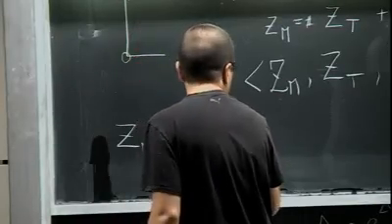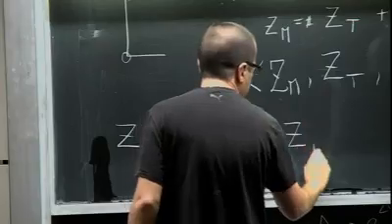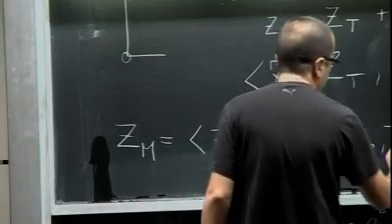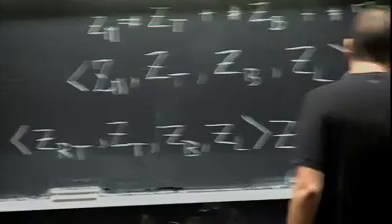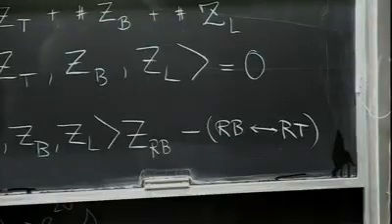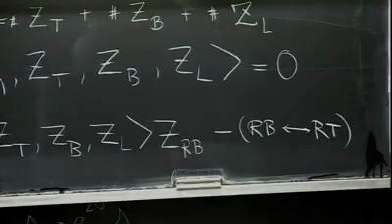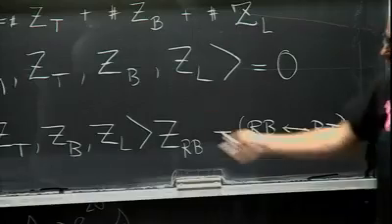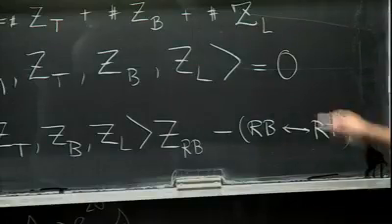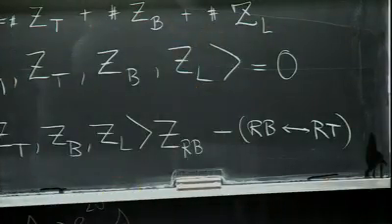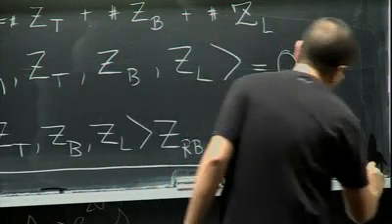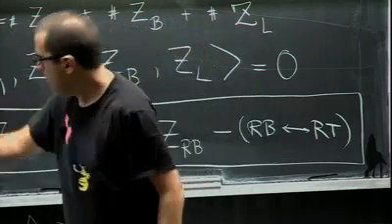Z right top, Z top, Z bottom, Z left, Z right bottom minus right bottom exchanged with right top. This is correct. Okay? I just multiplied everything. I mean, instead of putting beta to be a ratio, I rescale everything and make this form. Okay?